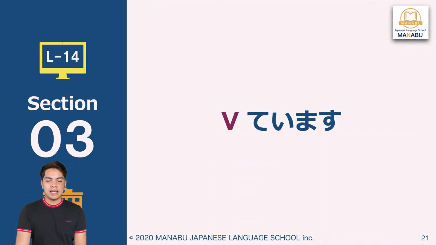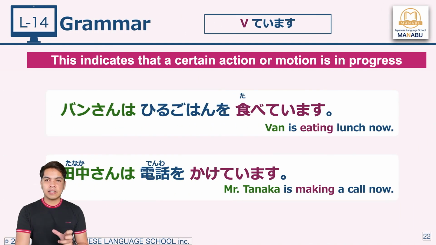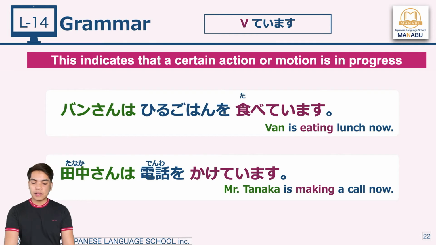Grammar point number 3. The verb te imasu. Adding imasu to the te form of the verbs indicates that a certain action or motion is in progress or currently being done. The first example, Van-san wa hirugohan o tabeteimasu. From the verb tabemasu, to eat, transform it to the te form, tabete plus imasu, it means eating or currently eating. Van is eating lunch now.